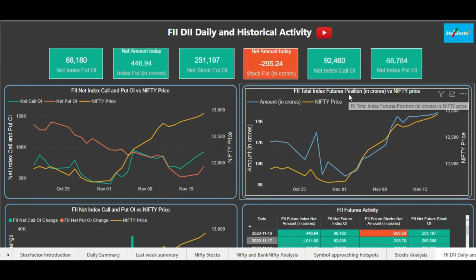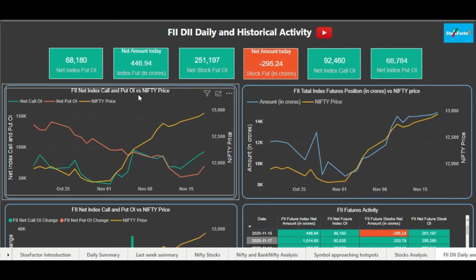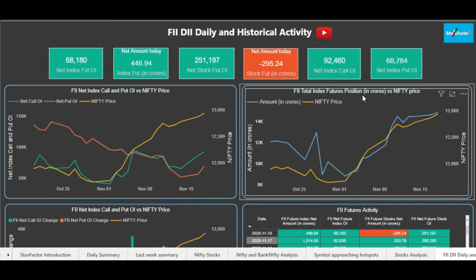Now coming to the futures position. We were talking about the call OI and the put OI. Now we are talking about the net futures positions in crores. So you can see clearly, friends, this is the main point to see in this graph. As the index is rising, they are also making long positions in the index. So friends, this is a very good signal. You can track this graph before making your trade decisions on the index especially.